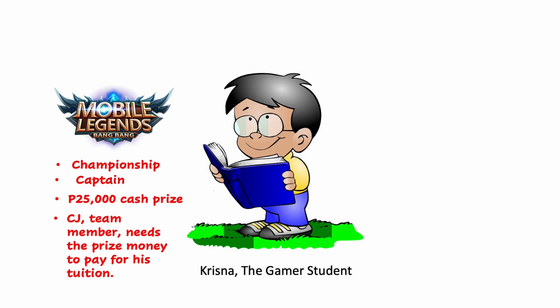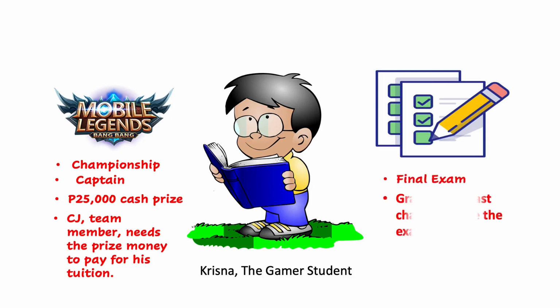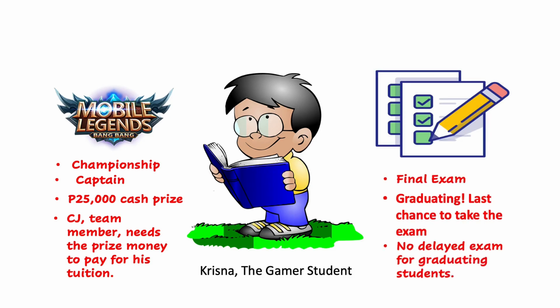As the team captain, his teammates truly depend on his ability. One of his members, CJ, is working hard for this championship round because he can use the prize money for his tuition. CJ is actually happy that his team agreed to give him the lion's share. However, the date of the competition is suddenly moved a week earlier. Because of this, the competition now coincides with the finals week for the graduating students in Krishna's university.